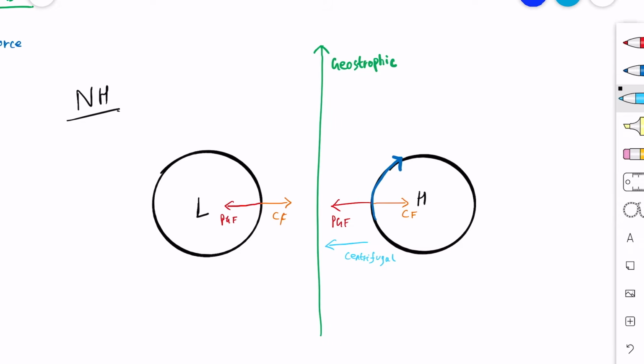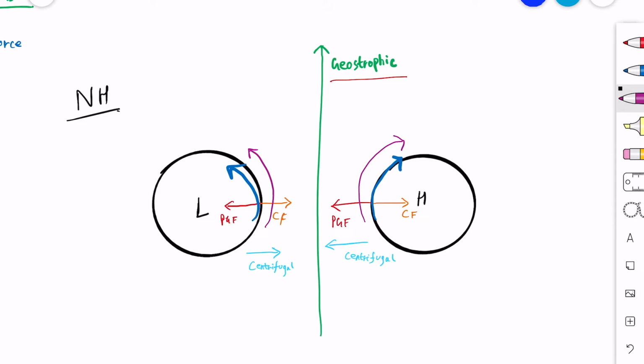Similarly, in the low pressure area, the winds blow anti-clockwise like this, and thus the centrifugal force will be acting in this direction. So earlier, when the Coriolis force and the pressure gradient force were equal, the wind was blowing as a straight line, which was the geostrophic wind. But now, since there's an additional centrifugal force, these winds will turn and follow these curved isobars like this. So this will be the new wind. And this wind is known as the gradient wind. It is because of the centrifugal force.